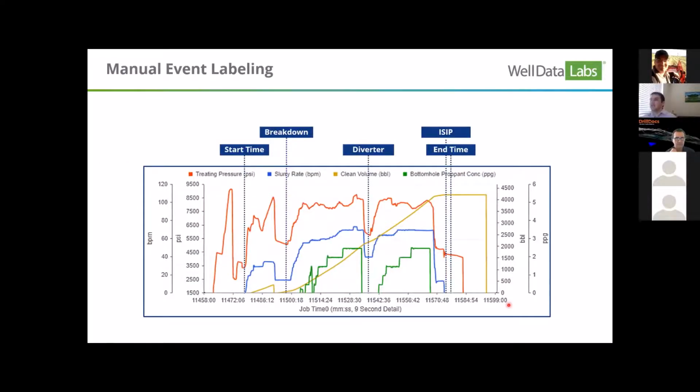So here's how engineers have to manually label events on the stage in order to get consistency in their data. First they start with the start time of the stage and the end time of the stage. And then you'll see here the breakdown pressure, the de-beta, if there is one, of course, and the ISIP at the end of the stage. So this is the process right now, how engineers are labeling this type of events.